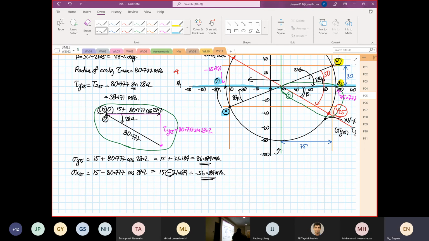I don't understand why. Why what? Because it's on the right-hand side. This is 15. This point over here is on the right-hand side, yes? You plus. X25 is over here, right? So it's going to be on the left-hand side. You minus.